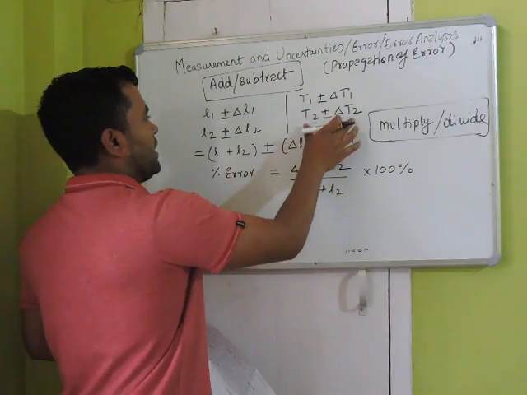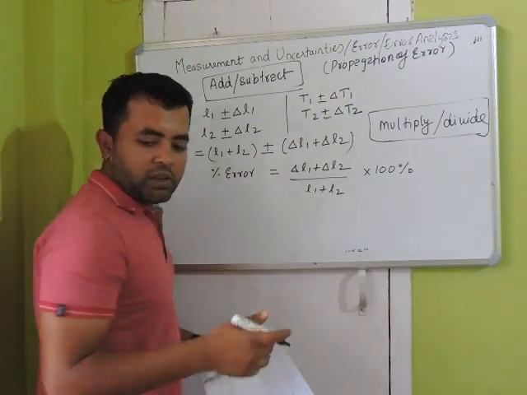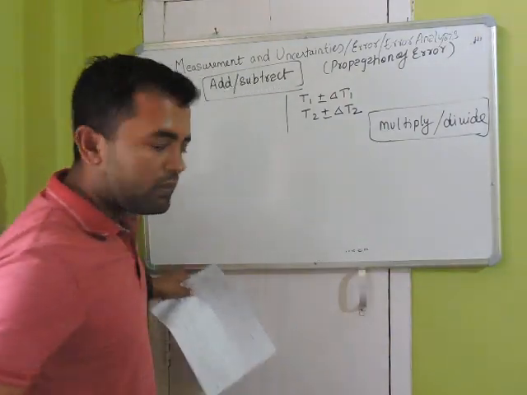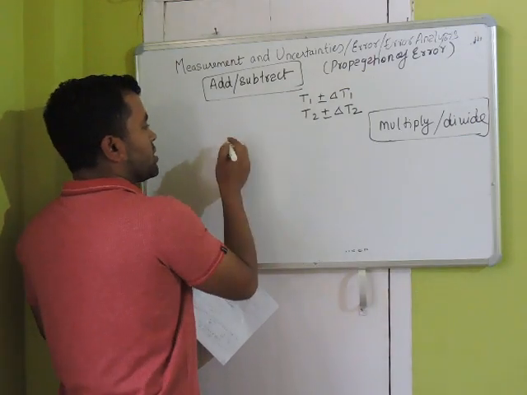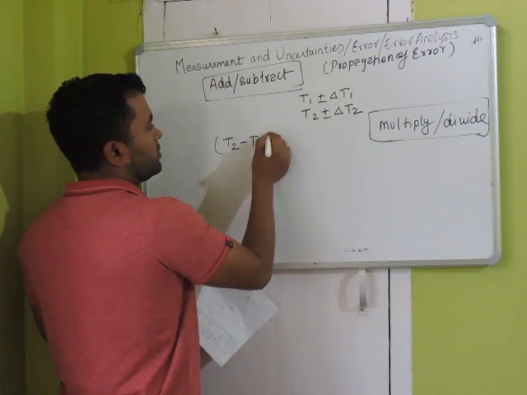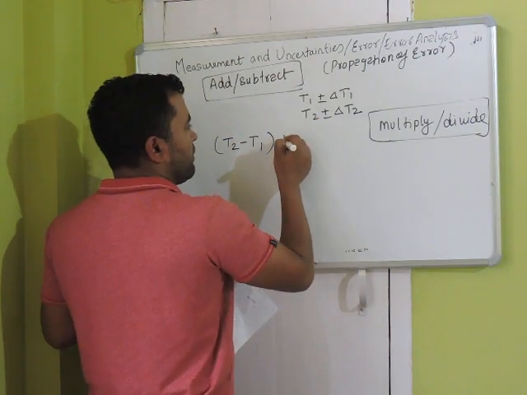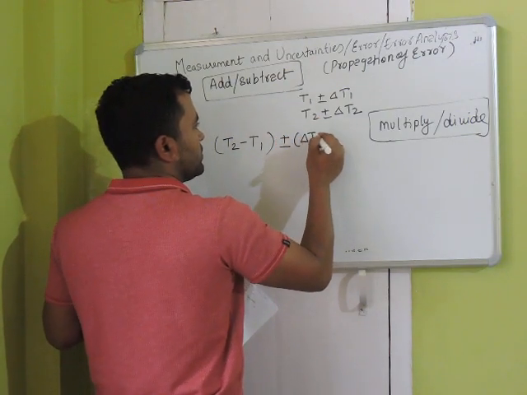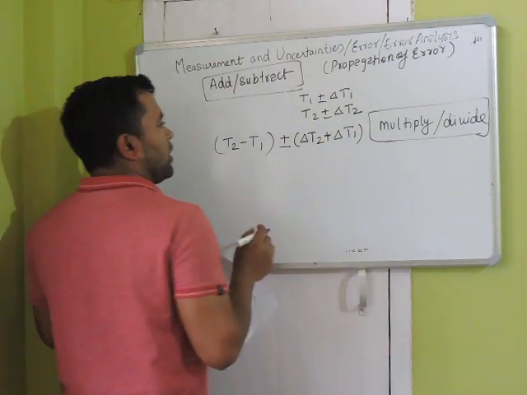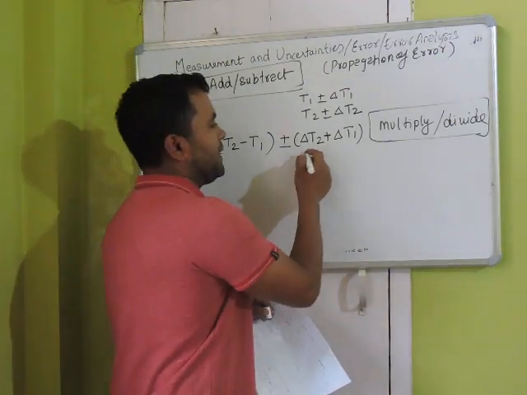Now it turns out that when I subtract these two, if I subtract these two, then I will have T2 minus T1, or you can write T1 minus T2 also, it doesn't matter, I am just assuming this is more than this, plus minus. Now what is odd here is that in subtraction also, error is added.